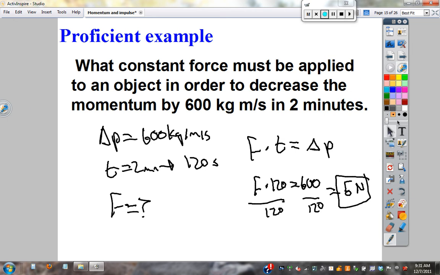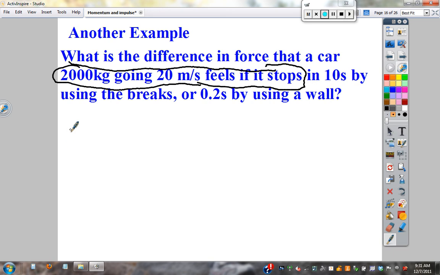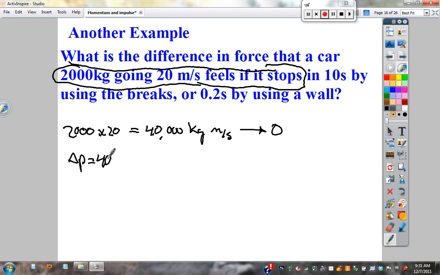Very nice. So you try one that's harder now. What is the difference in force? So we want to find the difference in forces for a car of 200 kilograms going 20 meters per second that then comes to a stop. So let's break down this part first. Okay. It started with 4,000 kilogram meters per second of momentum, and then it ended up with 0 because it came to a stop. So we know the change in momentum equals 40,000.